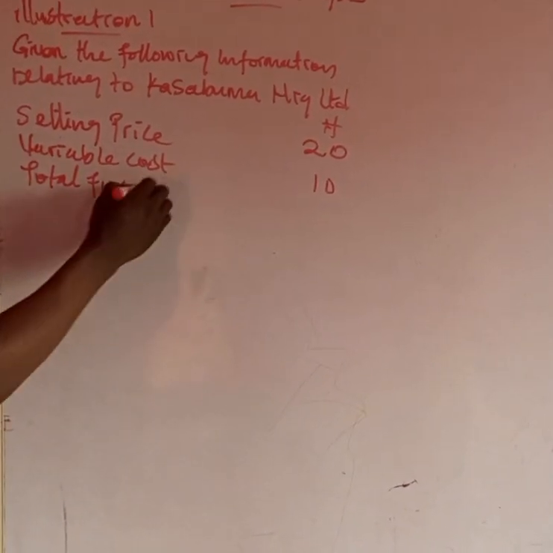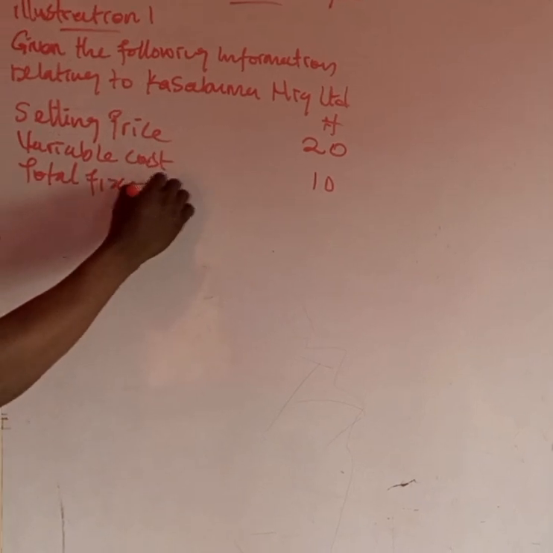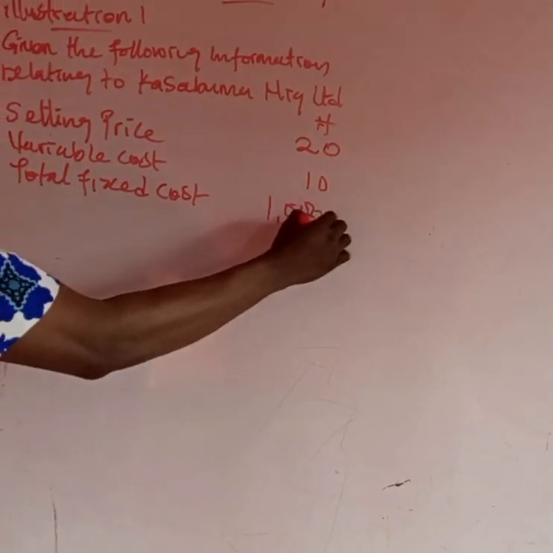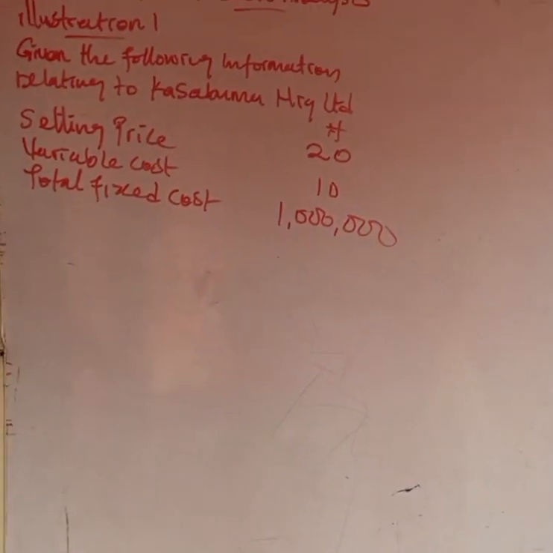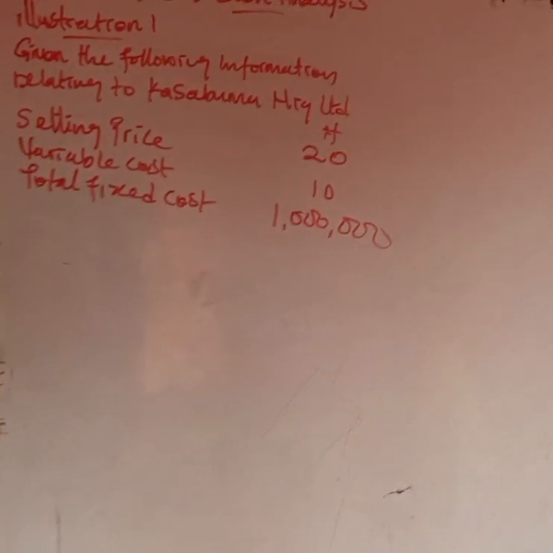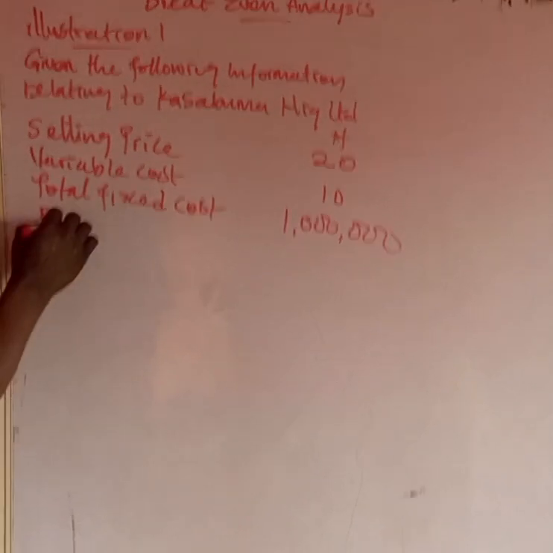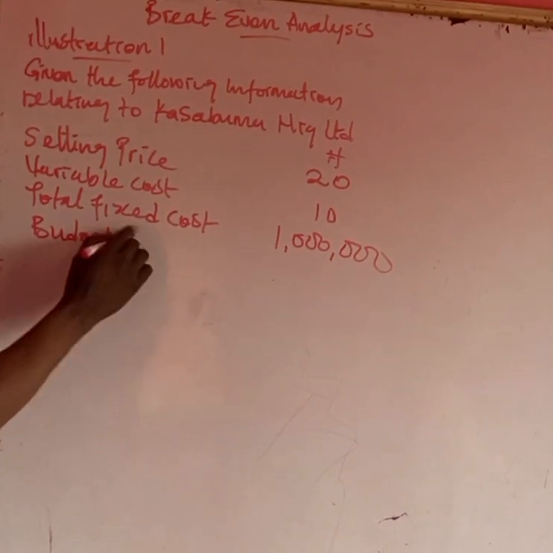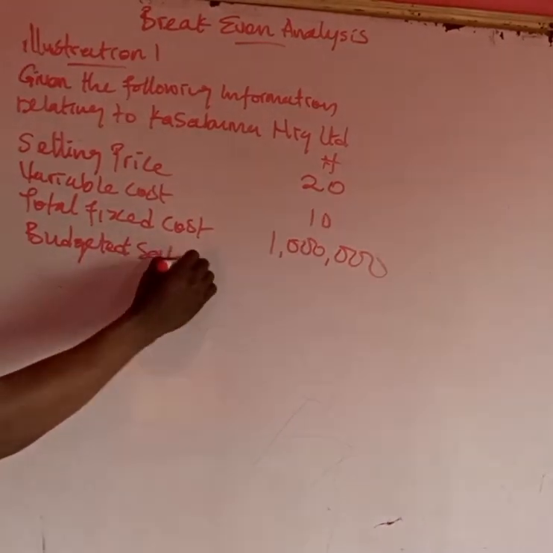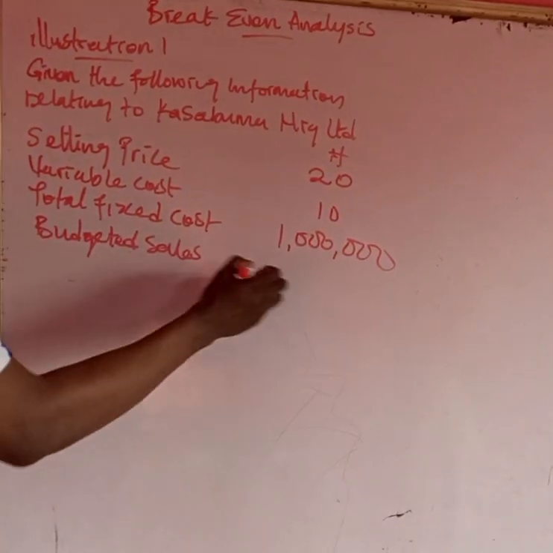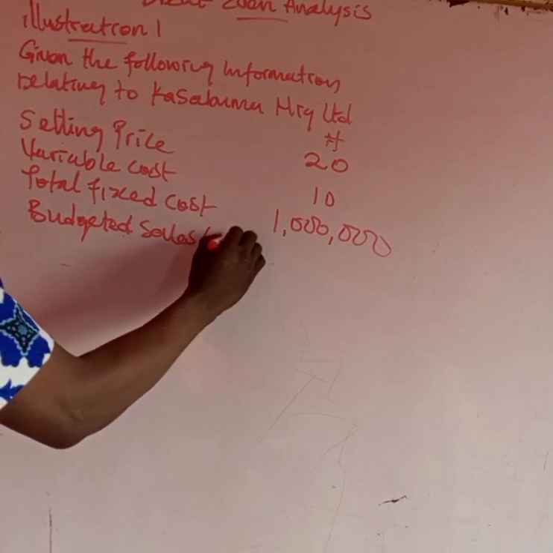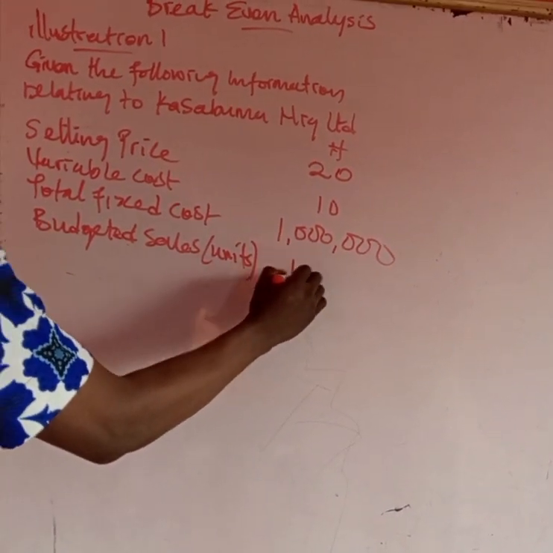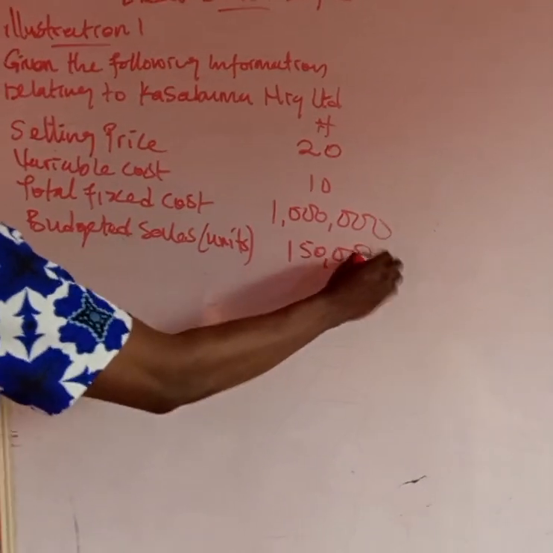This is a simple question. Total fixed costs should be 1 million naira. Then we now have our budgeted sales. We have our budgeted sales in units to be 150,000.